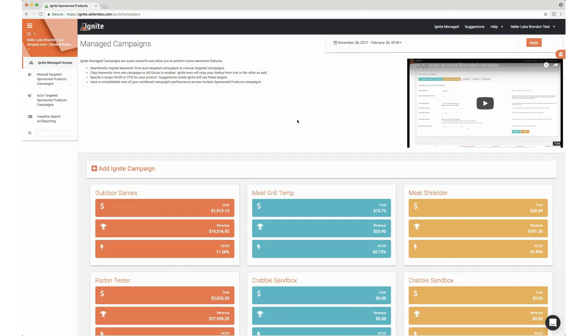Now, once you know your target ACoS, you can set a target ACoS at a campaign level at any time. To do this, you simply go into one of your Ignite managed groups. This is also called an Ignite managed campaign, but this is going to be those groupings of campaigns for similar or the same products. Usually there's an auto targeting campaign in there, and also a manual targeting campaign in there.